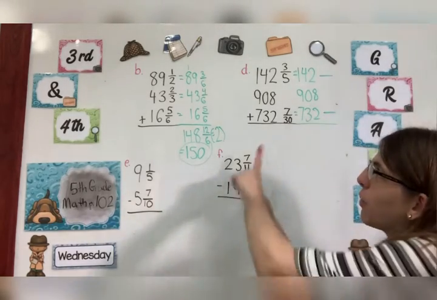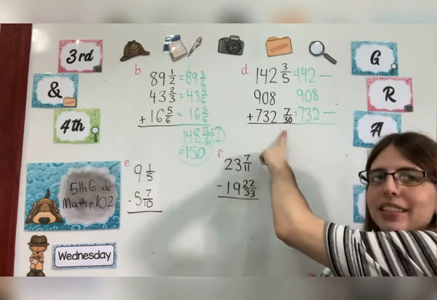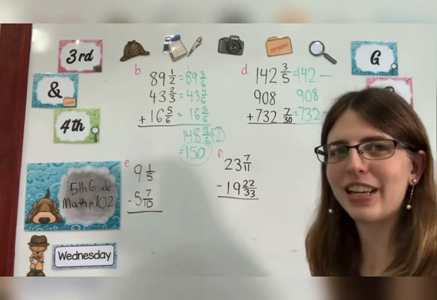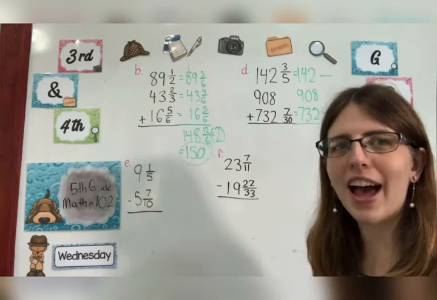Like I said, let's start with the biggest denominator. My biggest denominator is 30. The very first multiple of 30 is 30. Is 30 a multiple of 5?